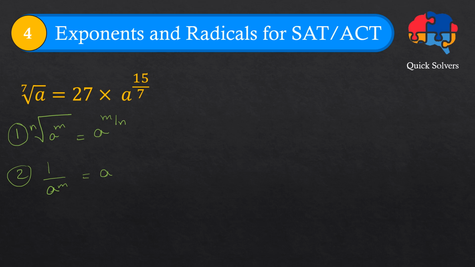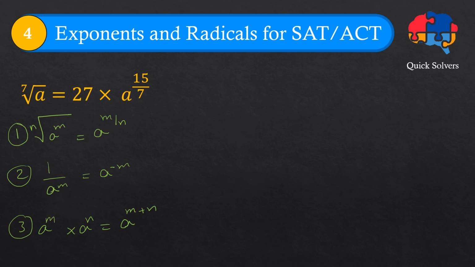For example, if we have a to the power of m, then this equals 1 over a to the power of minus m, or something like this. So yes, there are many different ways we can play with this. And the third rule is that if we have a to the power of m times a to the power of n, this equals a to the power of m plus n because the bases are the same.